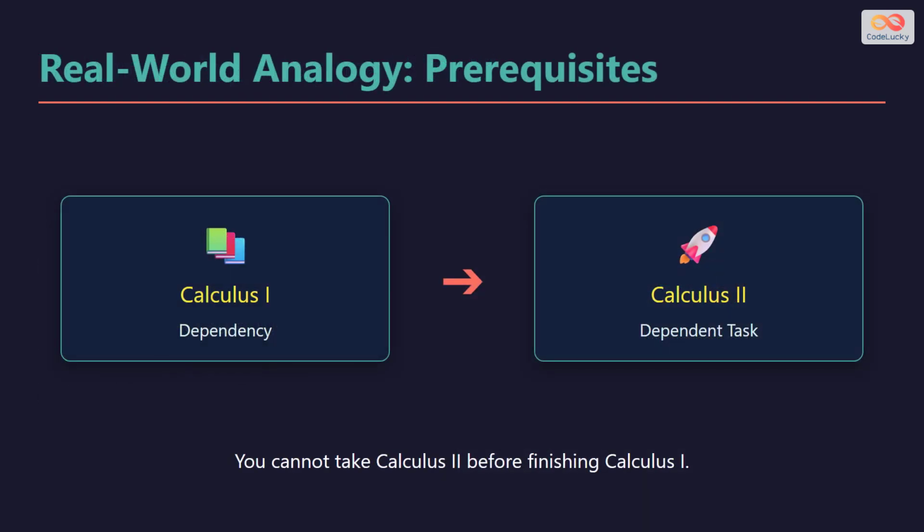To understand this intuitively, think about university course prerequisites. You cannot take Calculus 2 before you pass Calculus 1. Calculus 1 is a dependency for Calculus 2. Topological sort is simply the algorithm that takes all these courses and their prerequisites and arranges them in a single list that you can follow from start to finish without breaking any rules.